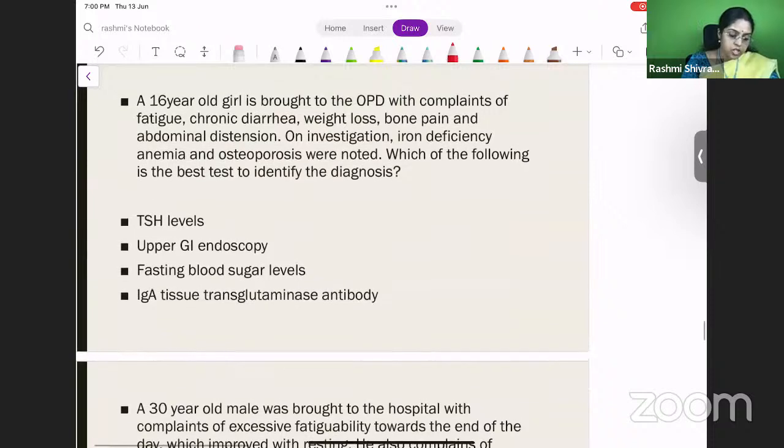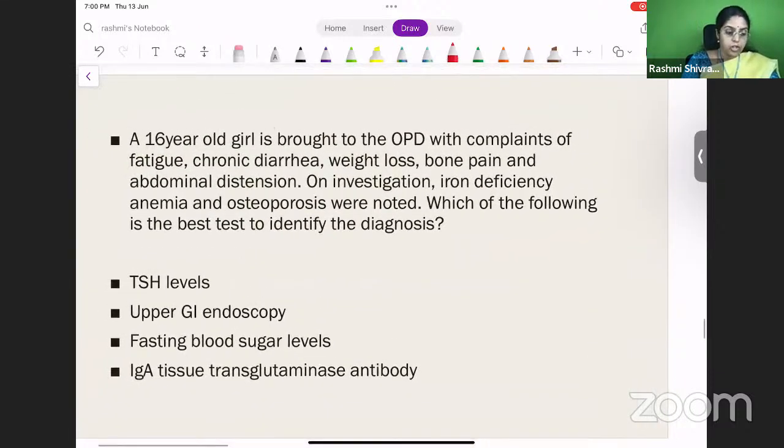A 16-year-old girl is brought to the OPD with complaints of fatigue, chronic diarrhea, weight loss, bone pain, and abdominal distension. On investigation, iron deficiency anemia is there and osteoporosis is also noted. Which of the following is the best test to identify the diagnosis? So there is a patient with a malabsorption syndrome, right?